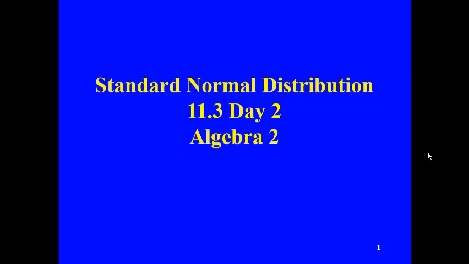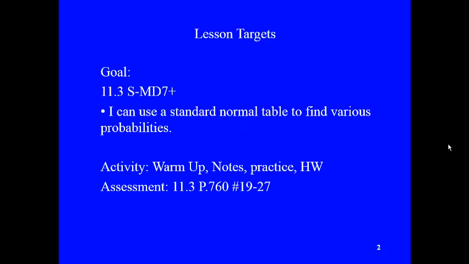So today we are going to continue studying chapter 11, section 3, day number 2 or part 2, which is about the standard normal distribution and how to use the standard normal table. Our lesson target for today: I can use a standard normal table to find various probabilities.